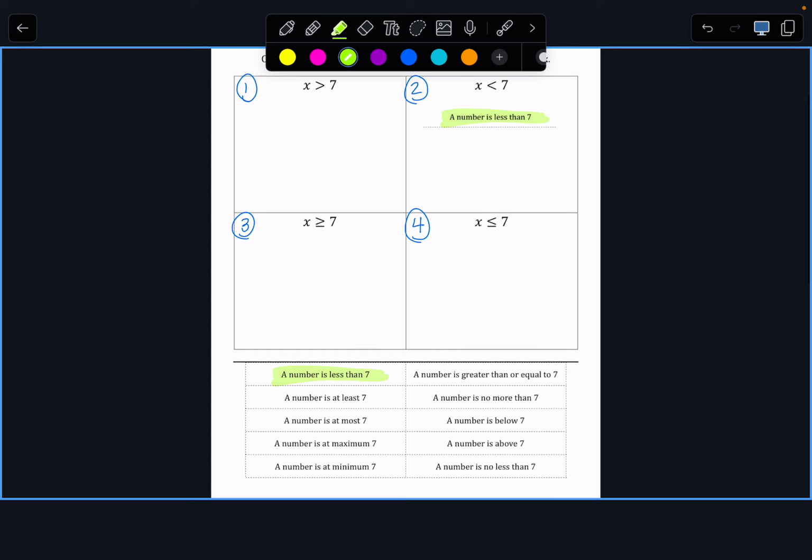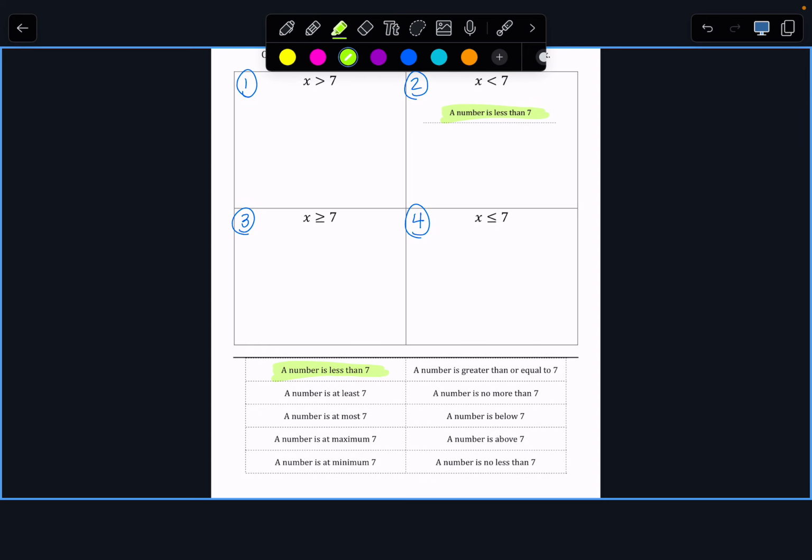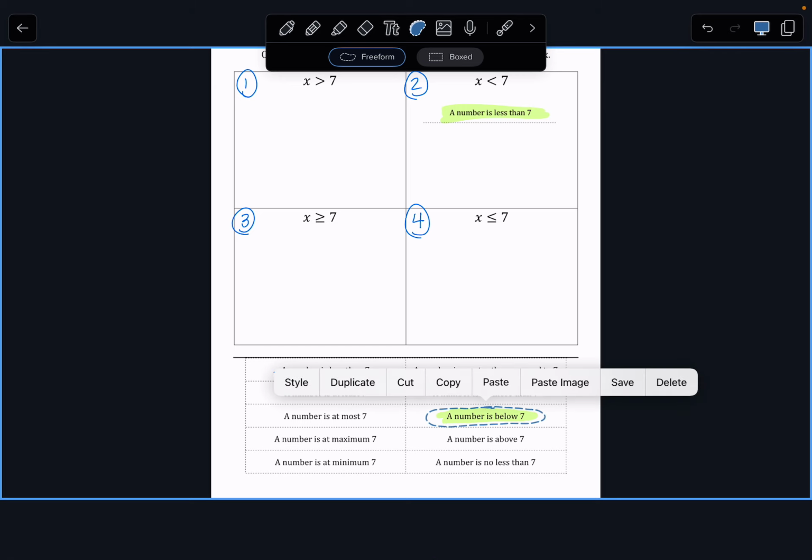Okay. So I'm going to X this one out. We've done this one. Okay. Let's talk about a number is below 7. This one right here. A number is below 7. Okay, so box 1, 2, 3, or 4.